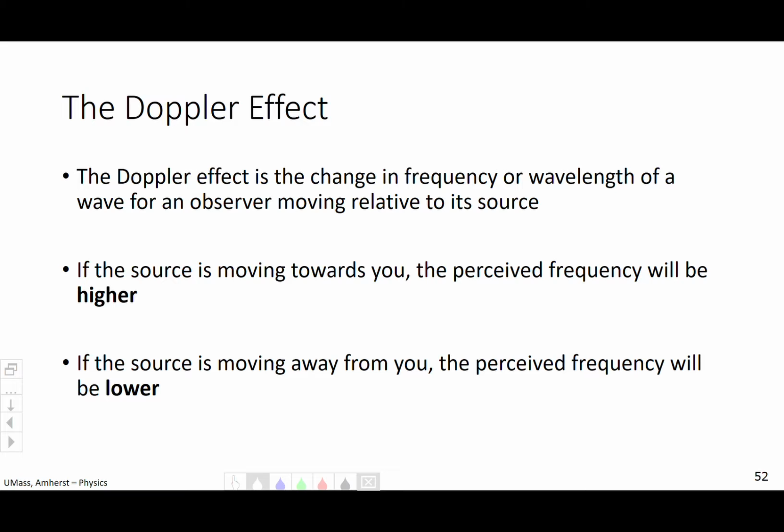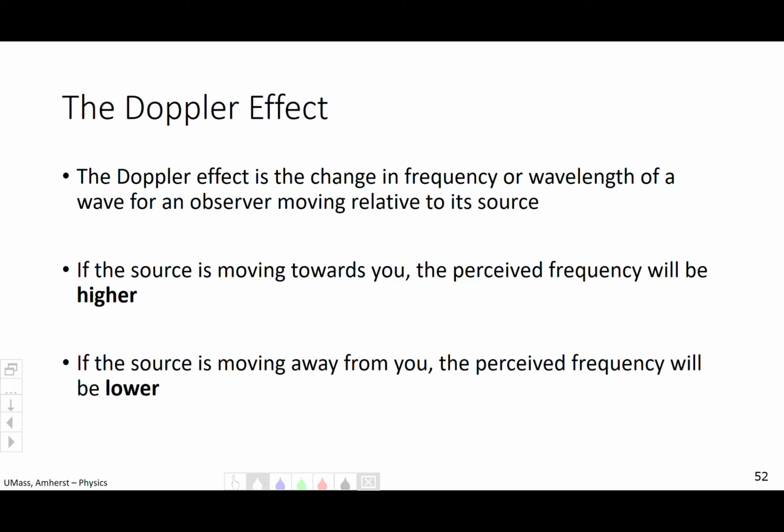Last thing we have to talk about is the Doppler effect. The Doppler effect is a change in frequency or wavelength of a wave for an observer moving relative to its source. We've all experienced this with a car or a fire truck or any loud noise that is moving towards you, then drives past you, and then moves away from you. The sound gets higher in frequency, and then when it passes you, it decreases. So there is a lower frequency after it starts moving away from you.